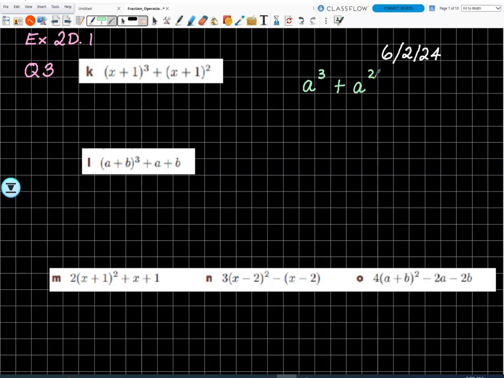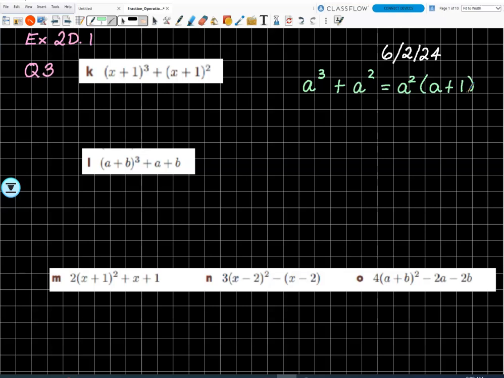What would you do with this one? It's the same thing. You look at it and ask, what's the highest common factor that goes into both of those terms? In this case, absolutely, it is A squared. So A squared times A gives me A cubed, and A squared times 1 gives you the A squared there. Remember, you always double check. Can I expand and get the original?